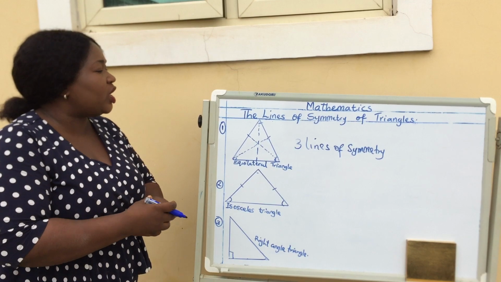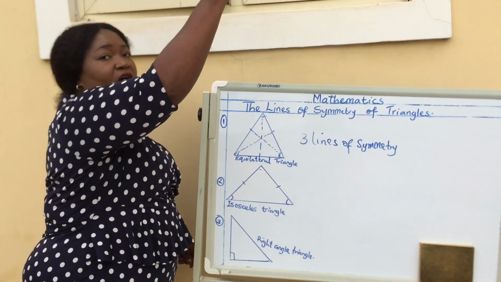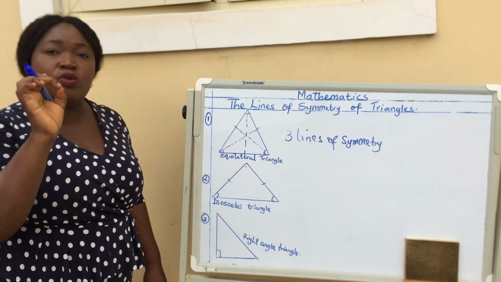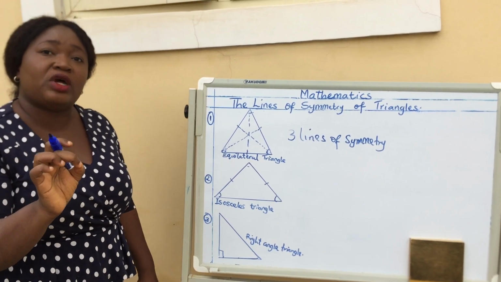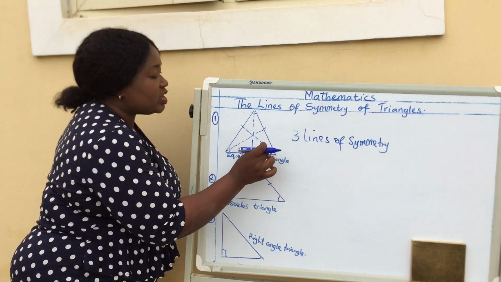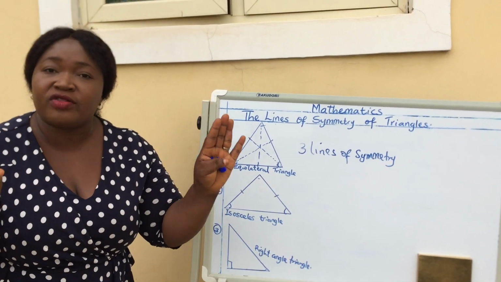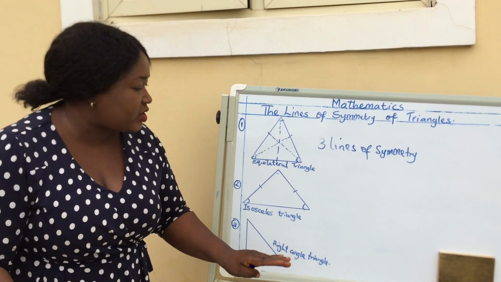Now, an equilateral triangle can be drawn facing different sides. It can face up, down, or to the other side. But what will help you identify an equilateral triangle is that all the three sides are the same. Can we say that together? All the three sides of an equilateral triangle are the same.